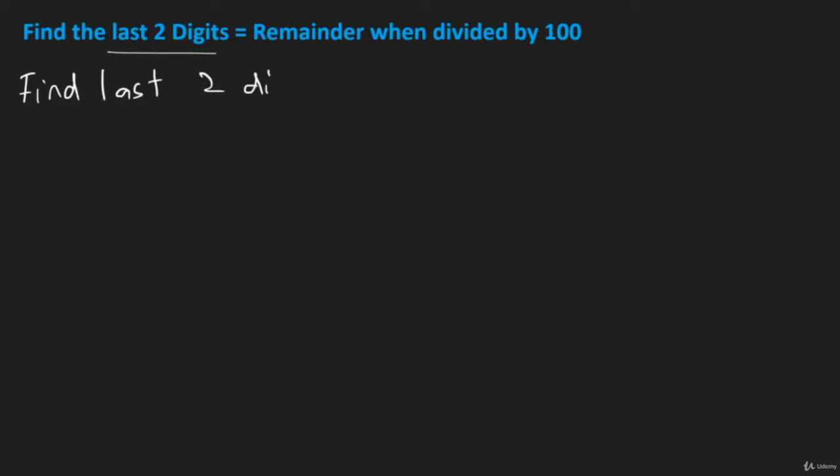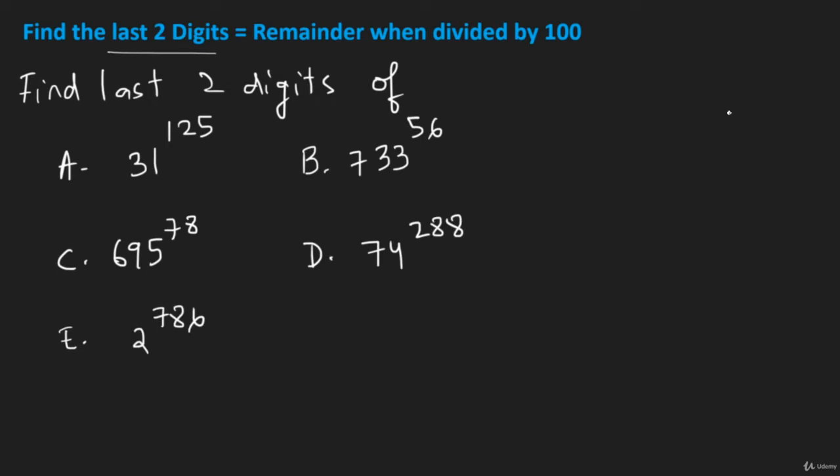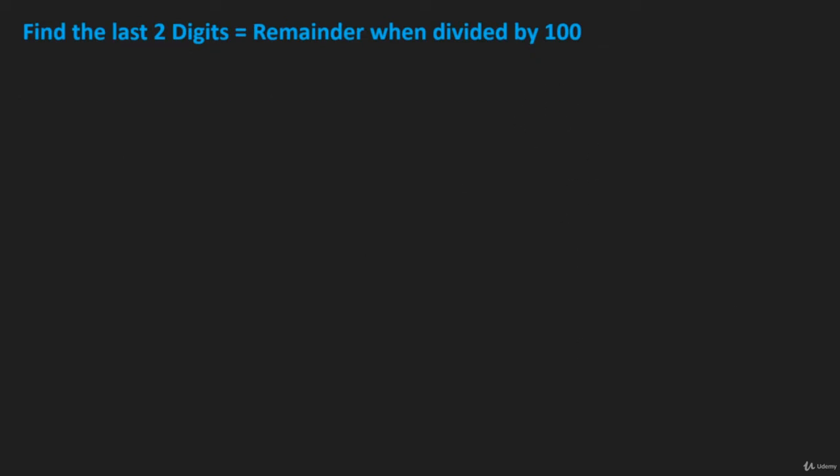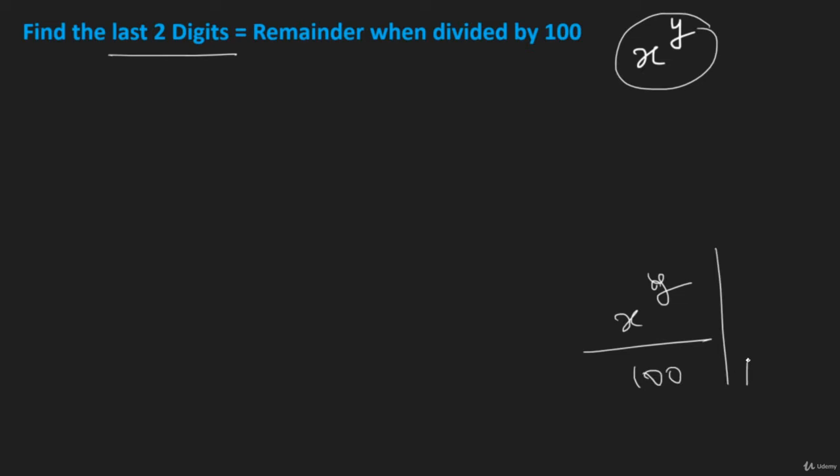You may get a question like find the last two digits of 31 to the power 125 or 733 to the power 56, 695 to the power 78, 74 to the power 288 or 2 to the power 786. So these are some example problems. These type of questions are of the form x to the power y, and you are asked to find the last two digits, or you may be asked to find the remainder when x to the power y is divided by 100. Both are the same type of question.